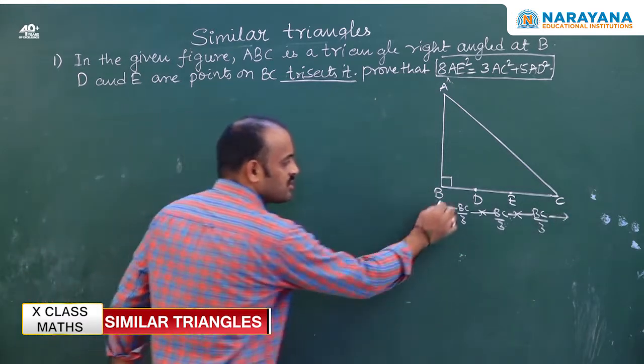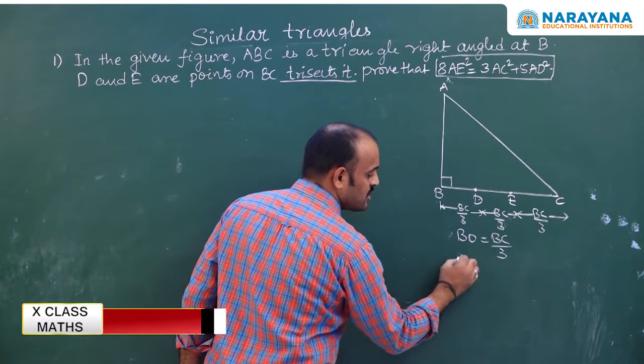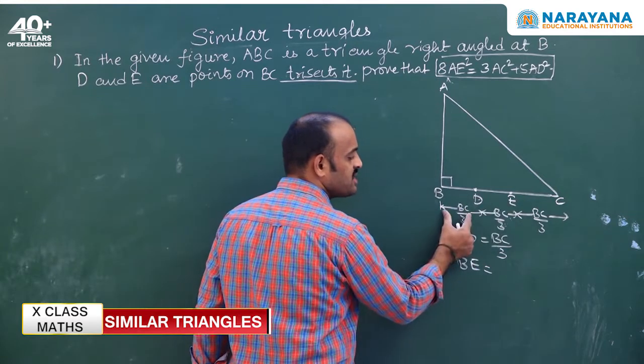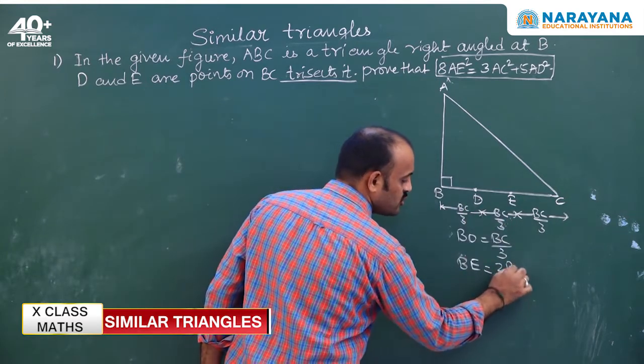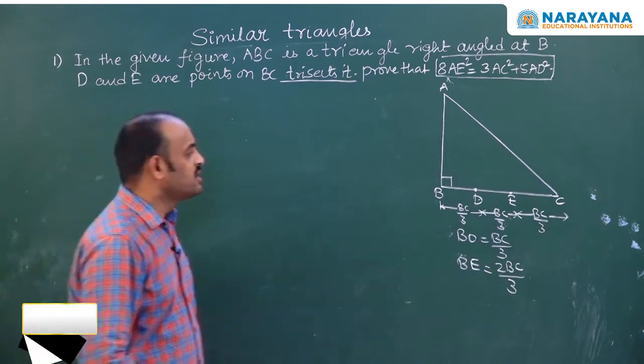Now, that means BD is equal to BC by 3. BE is equal to BD plus DE, which is BC by 3 plus BC by 3, that is 2BC by 3. Now, coming to the question, what is to be proved?